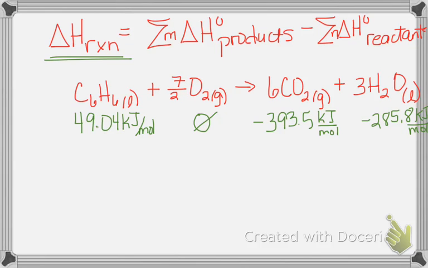Now, if you recall, that's the heat required to make 1 mole of each thing. Like 49.04, that's for 1 mole of benzene. Negative 393.5, that's for 1 mole of carbon dioxide. So what do you think we need to do next? Yes, we need to take each one and multiply it by its coefficient. And I'm going to go ahead and write the coefficients in over here just to be thorough.